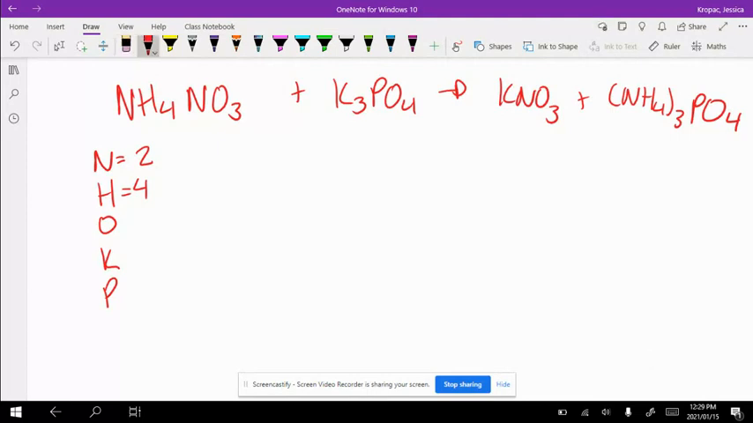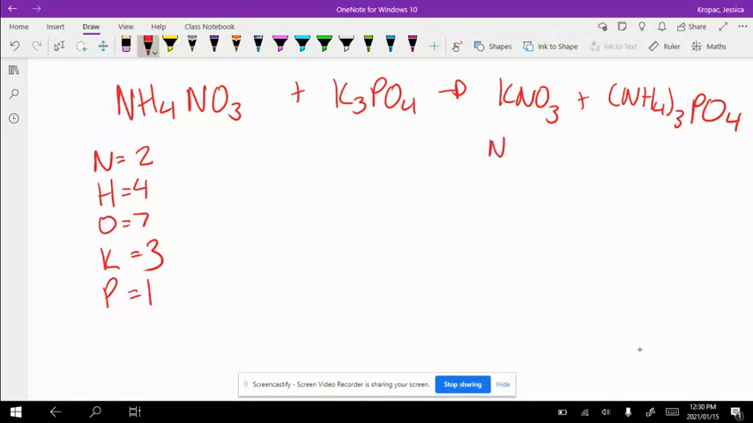Oxygen, I have an oxygen here, and I also have oxygen here. So you would want to go ahead and add these together. So I have 3 and 4. That means I'm going to have 7 oxygens. Now for potassium, I only have potassium in one spot. There's a 3, so there's 3 of them. And for phosphorus, same idea. I only have phosphorus in one spot, so I only have 1 of them.